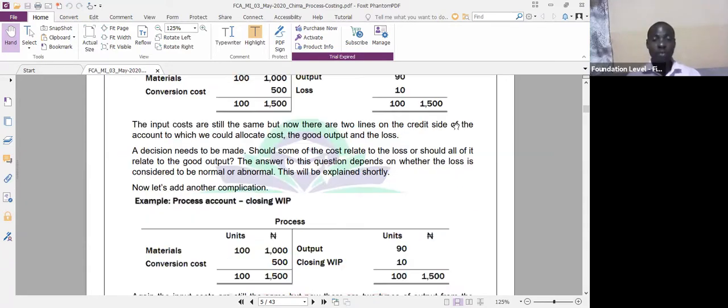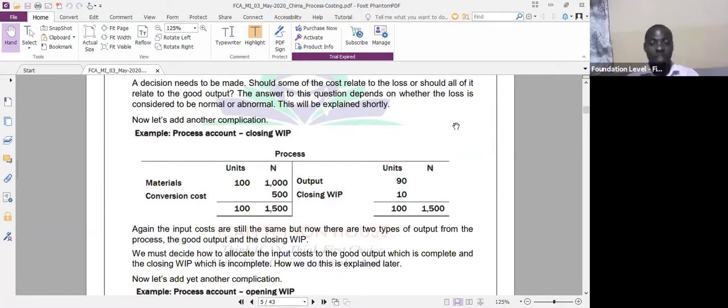Look at this example here. Same example, we have process cost. This could be a process one cost. We have materials 100, conversion cost 100. So our left-hand side is still as before. But look at the right-hand side. We now have output 90. Now we no longer have loss. We now have a closing work in progress.